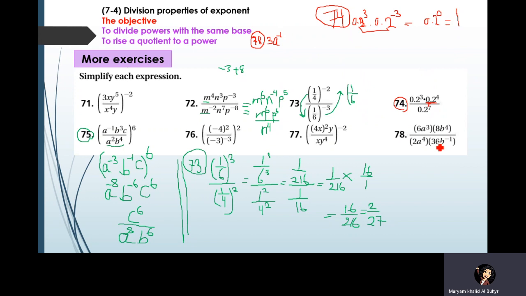Eight and 36, how can I simplify them? I can simplify them maybe by 8 immediately. So can I do that? No, I cannot. So I can simplify this by maybe 4. Once I simplify this by 4, it will be 2. Once I simplify this by 4, it will be 9. So that will be 2 over 9.